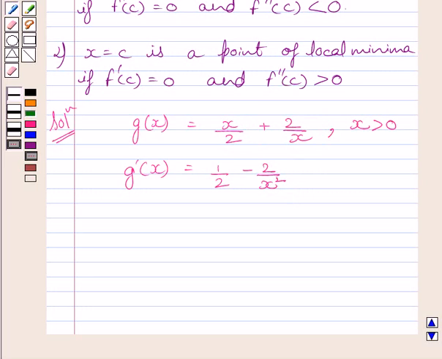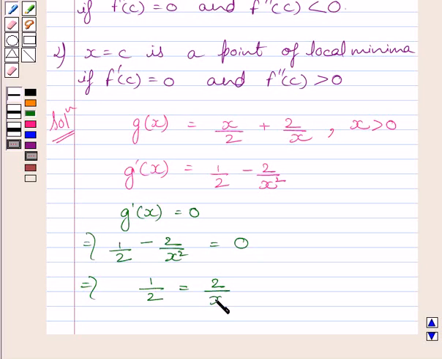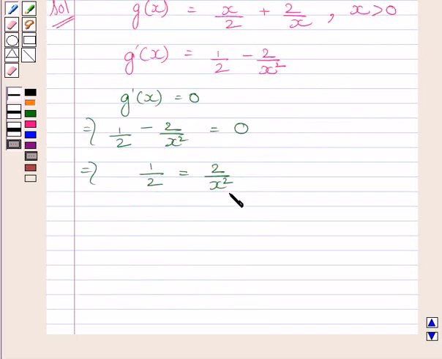Now, we will find out all the values of x where g dash x is equal to 0. So, we can write g dash x is equal to 0 implies 1 upon 2 minus 2 upon x square is equal to 0. Now, adding 2 upon x square on both the sides, we get 1 upon 2 is equal to 2 upon x square. Now, multiplying both the sides by 2x square, we get x square is equal to 4. Now, taking square root on both the sides, we get x is equal to plus minus 2.